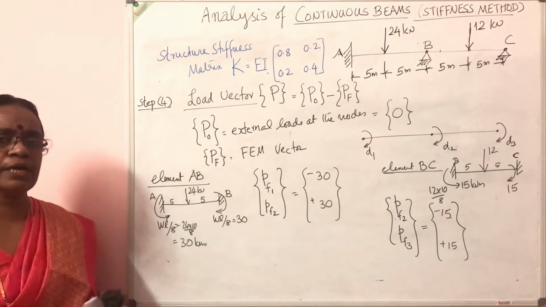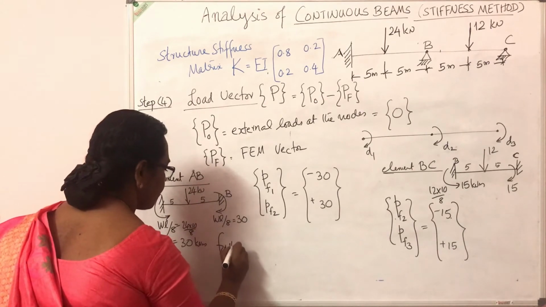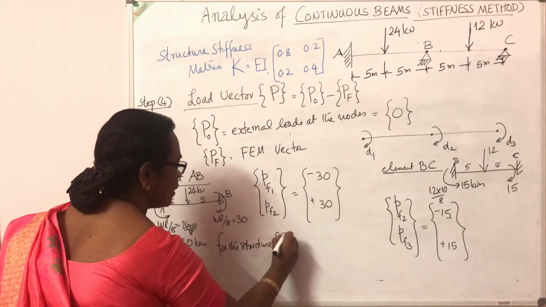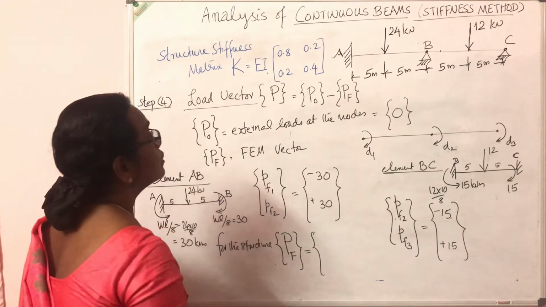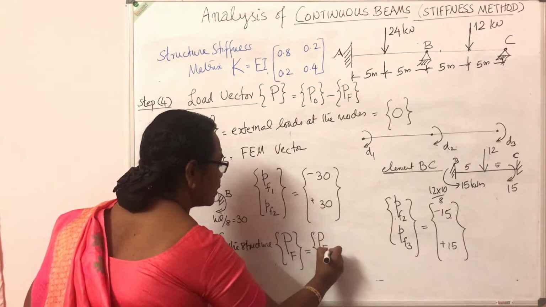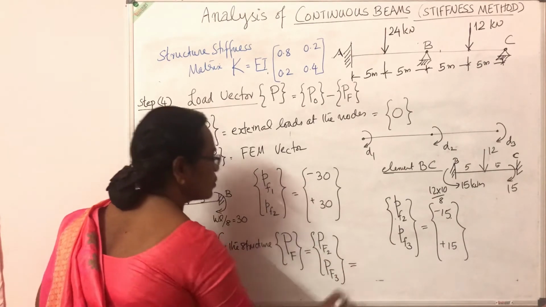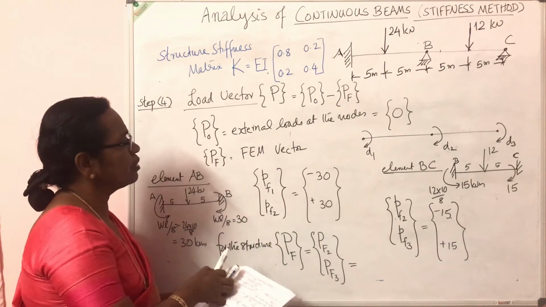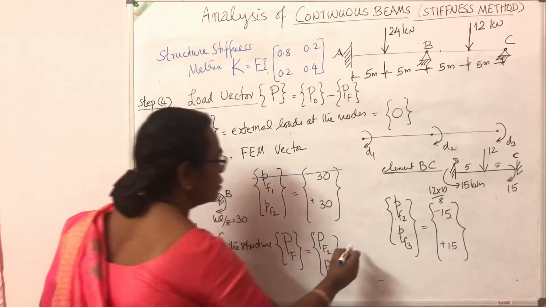Now we have to combine it together for the structure. So for the structure, we use capital P suffix F. That we require, it's a 2 by 1 matrix corresponding to coordinate 2 and 3. So we require only corresponding to coordinate 2 and coordinate 3. As we have applied the boundary condition in the stiffness matrix, here also you apply it. PF1, D1 is 0, so we do not require this. We can cancel it.